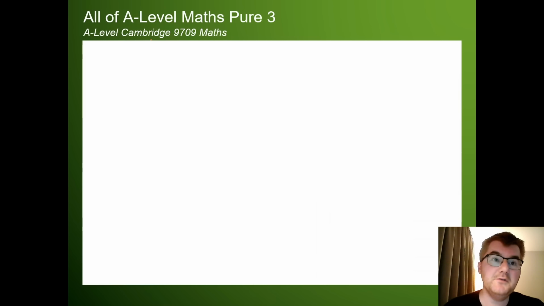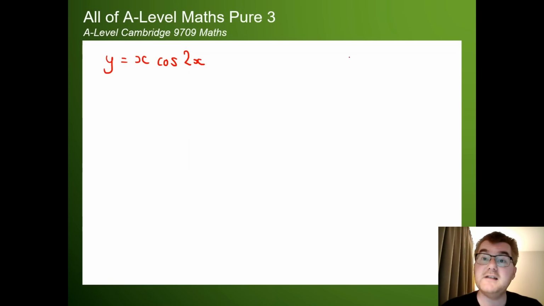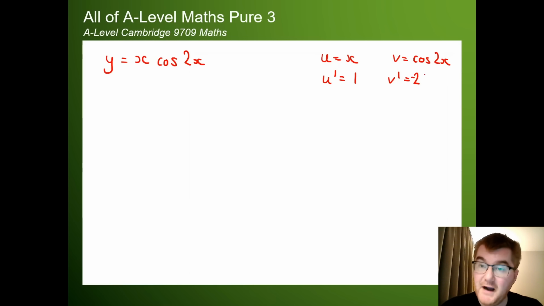Okay, so the first thing we want to do here is differentiate this function x cos 2x. This time I'm going to use the product rule. I haven't used it so far in the video. So that means our u will just be equal to x, our v will be equal to cos 2x. And then we need to differentiate both here. So u dash is equal to 1. And v dash, again, we've got our chain rule kind of embedded here. So we bring the 2 to the front. And if we differentiate cos, we get minus sine. So we get minus 2 sine 2x.